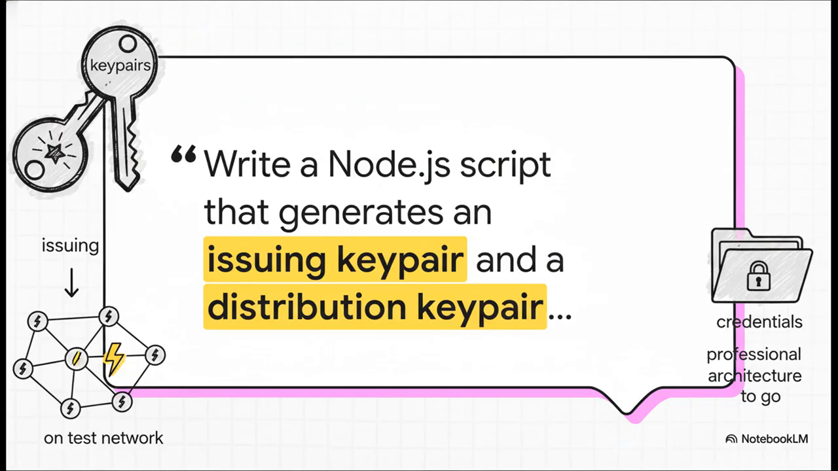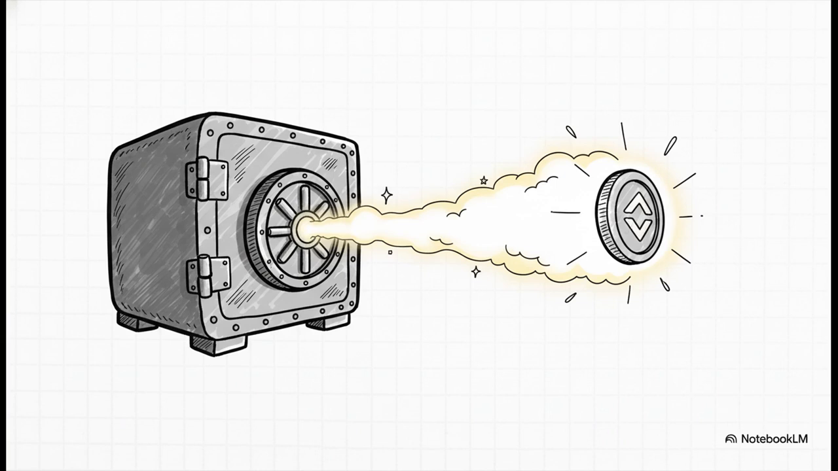And just look at this prompt. With one simple sentence, we're telling our AI assistant to create both accounts, fund them on the testnet so they're actually live, and save the keys. Boom. Just like that, our entire professional setup is done and ready to go. Okay, accounts are set. Now for the magic.